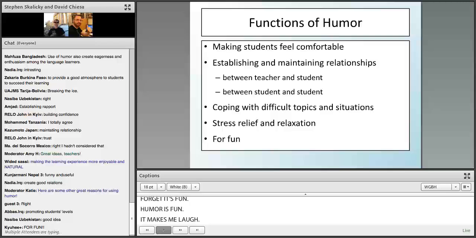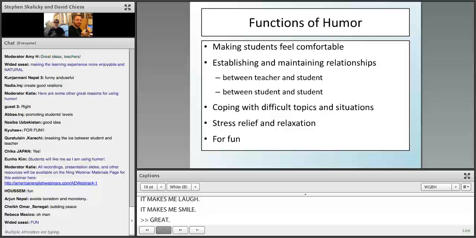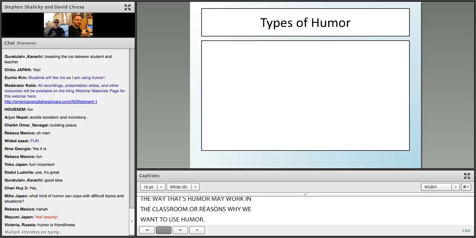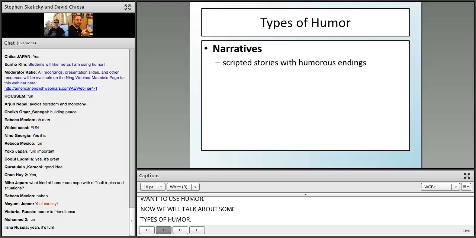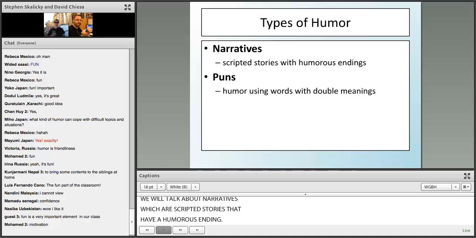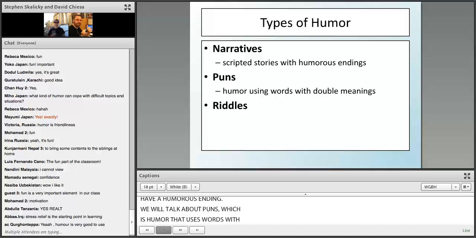Great. Now, we've talked about some ways that humor might work in the classroom or reasons why we want to use humor. Now we're going to talk about three types of humor specifically. We're going to talk about narratives, which are scripted stories that have a humorous ending. We're going to talk about puns, which is humor that uses words with double meanings. And then we're also going to talk about riddles, which are humorous, linguistic, and cultural puzzles.